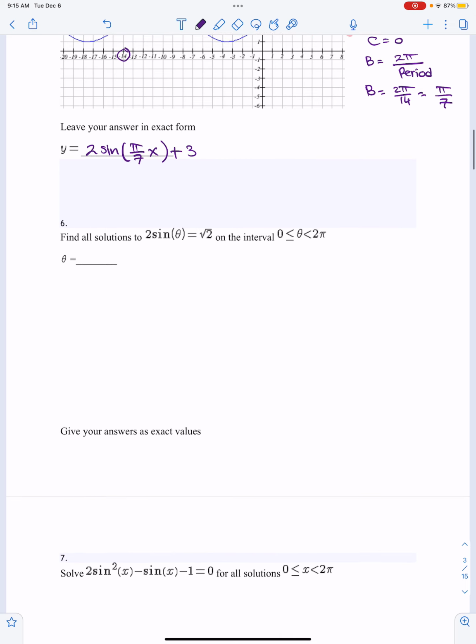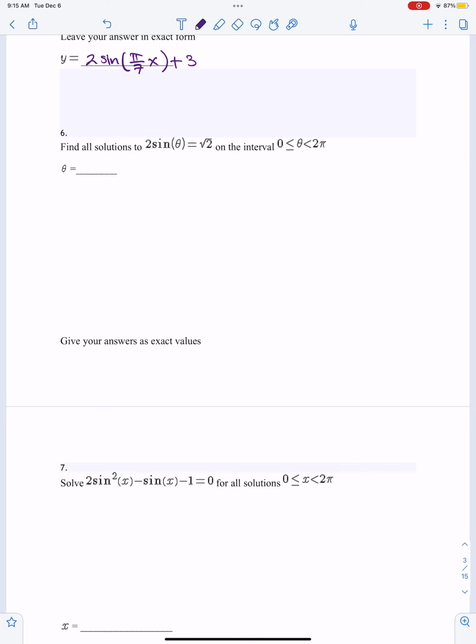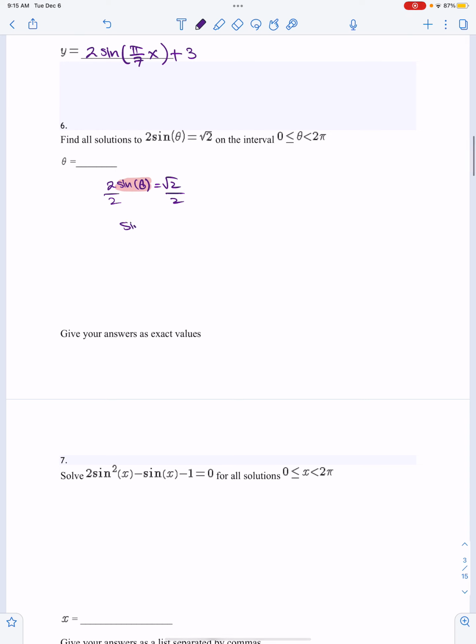Question number 6. I'm going to solve this equation over one period. So I have 2 sine theta equals square root of 2. The key here is to solve for sine theta. So I'm going to divide both sides by 2. I will have sine theta equals square root of 2 over 2.